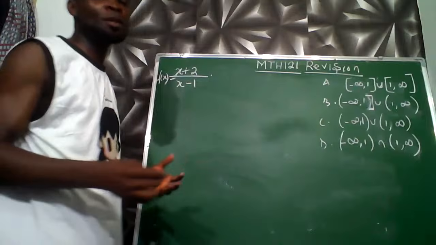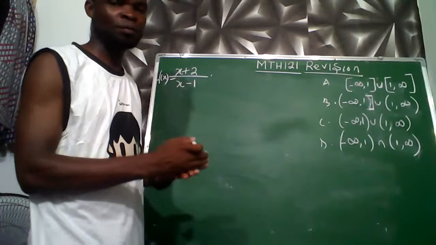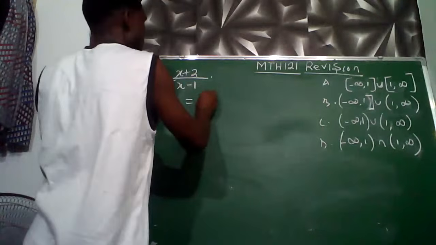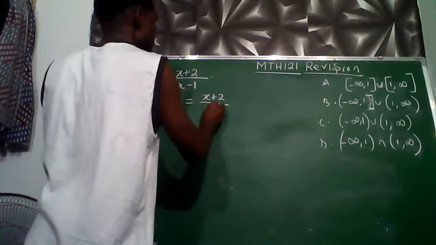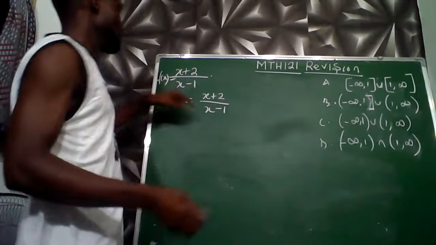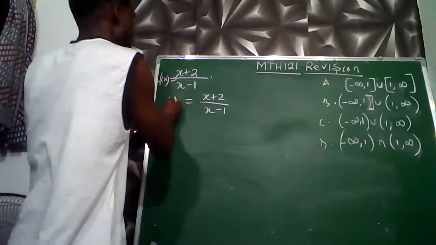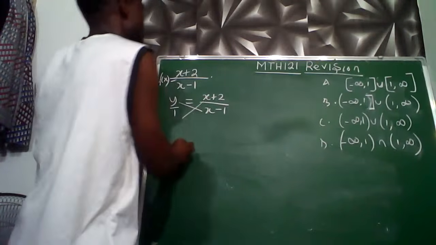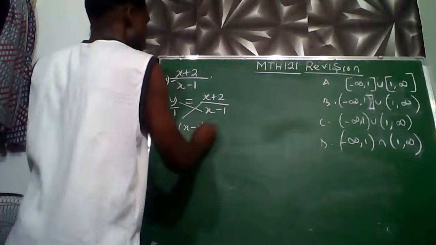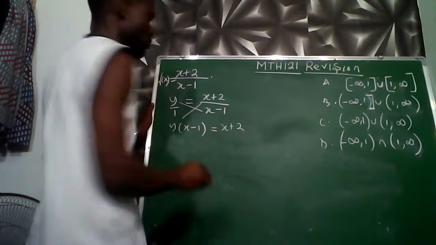Now the next question is, how do we find the range of a function? So you see this function to be y equals x plus 2 all over x minus 1. Step 2, make x the subject of formula. How do you do that? You cross multiply. So that will be y times x minus 1, that is y into x minus 1 equals x plus 2 times 1, x plus 2.